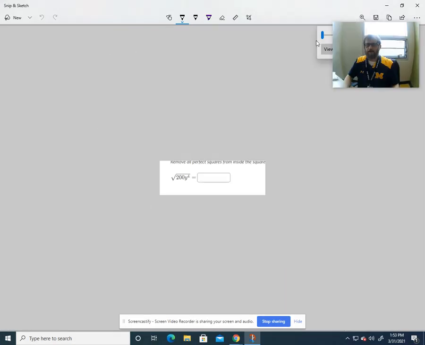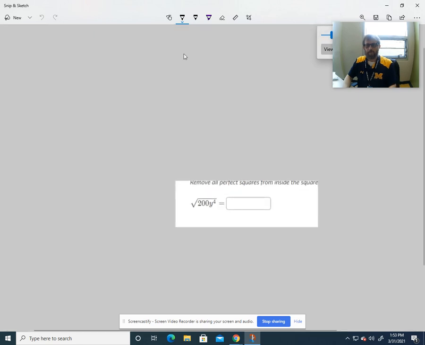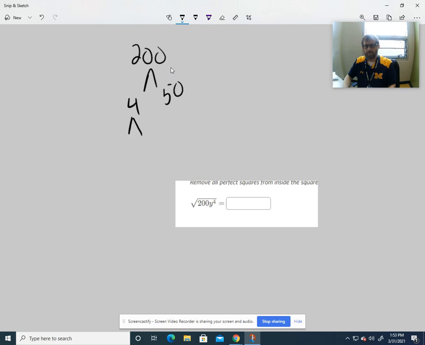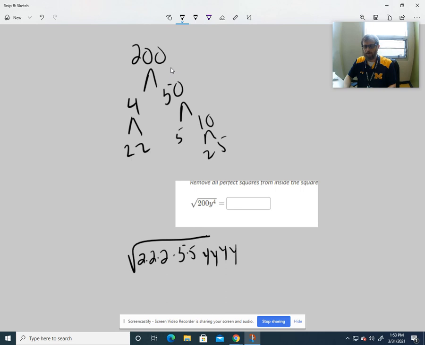So again, we're breaking down 200. All right, what multiplies to give me 200? Well, that's 4 times 50. 4 is 2 times 2. 50 is 5 times 10. That's 2 times 5. So it's the square root of 1, 2, 3 2's, 2 5's, and 4 y's.